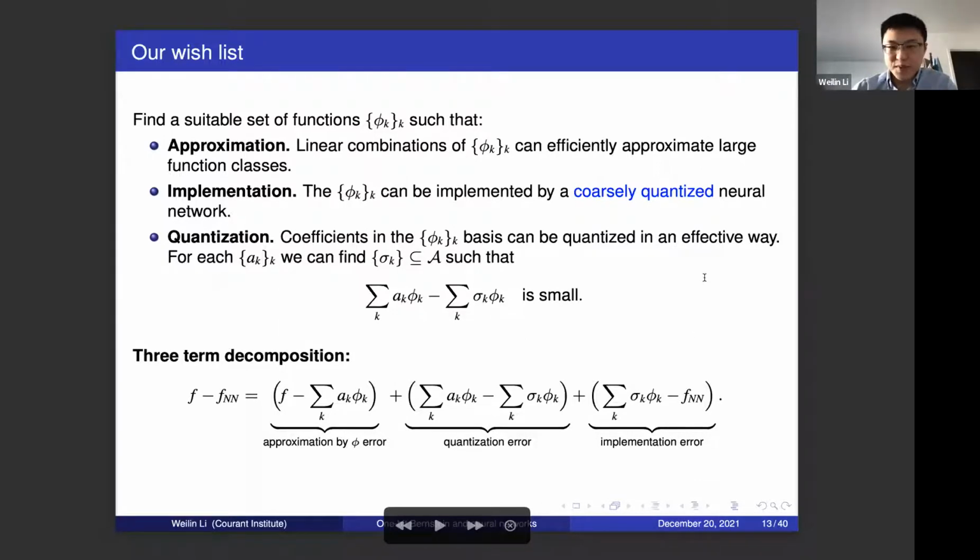Okay, so we have these three wishes, and they seem to be competing, right? Like here, this is saying, okay, we want a lot of different types of phis, but then this implementation criteria is saying that, well, no, we can only look at certain special ones that we can implement. And then this quantization criteria is further restrictive. So what can we do?